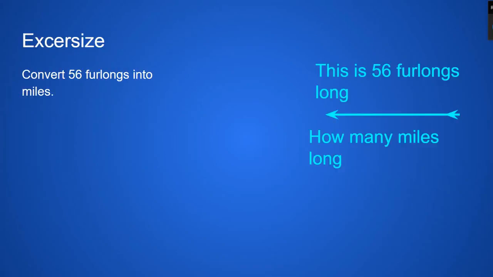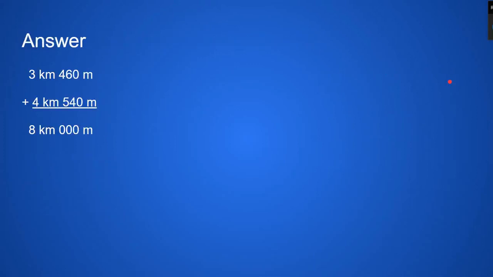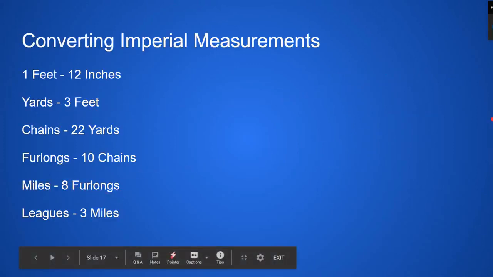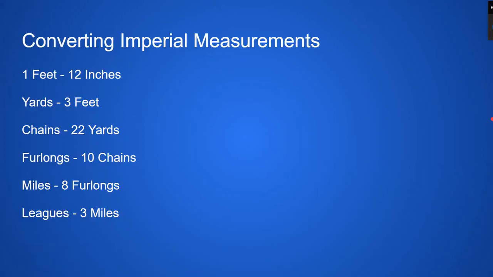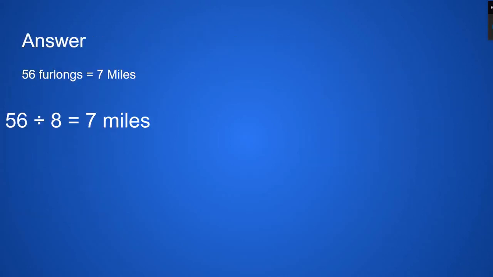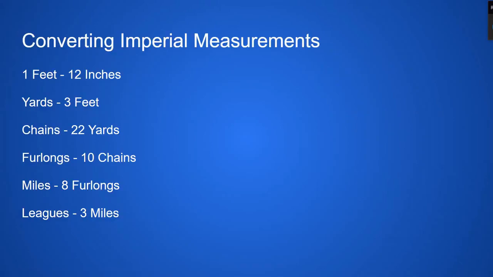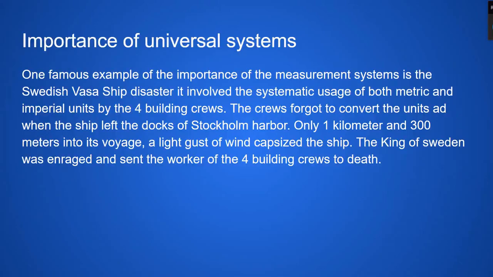Okay, now here, next one. Same thing, okay? 56 furlongs into miles. This thing is 56 furlongs. How many miles, okay? So you take furlongs, miles, do the calculation. Give you 10 seconds. Okay, here it is. It's 7 miles because if you take 56 divided by 8, that's equal to 7. So 7 miles. Easy. Okay.